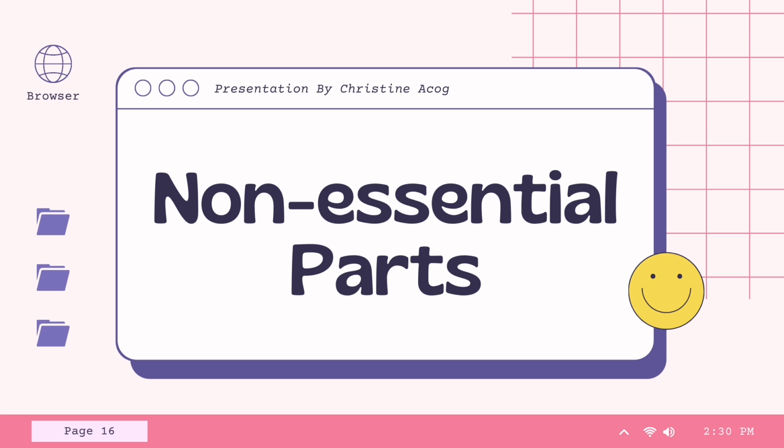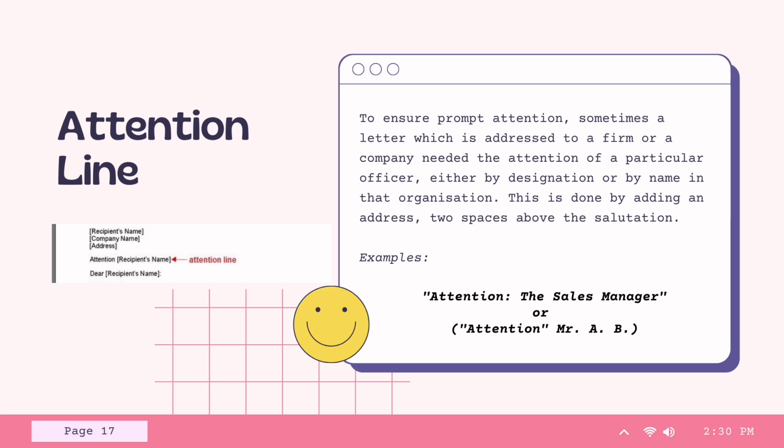Now let's move on to the non-essential parts of the business letter. First is the attention line. When you want to direct a letter to a specific person or department in an organization, you can use an attention line. Its placement is normally between the inside address and salutation with a blank line before and after it.